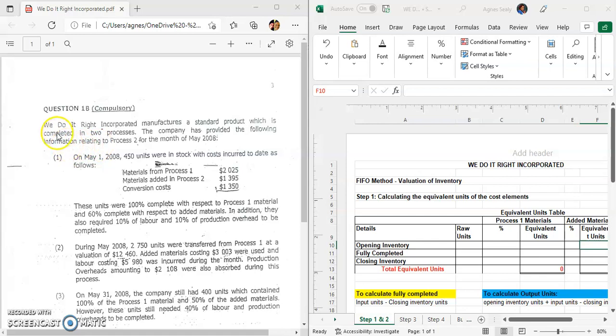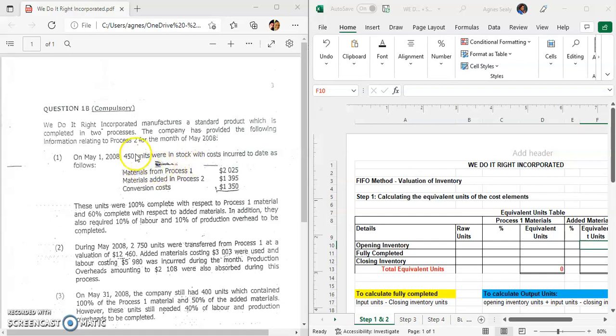So the question states, We Do It Right Incorporated manufactures a standard product which is completed in two processes. The company has provided the following information relating to process 2 for the month of May 2008. Number 1, on May 1st, 2008, 450 units were in stock with costs incurred to date as follows. So they're starting the beginning of the month with 450 units, so we can state that this is our opening inventory.